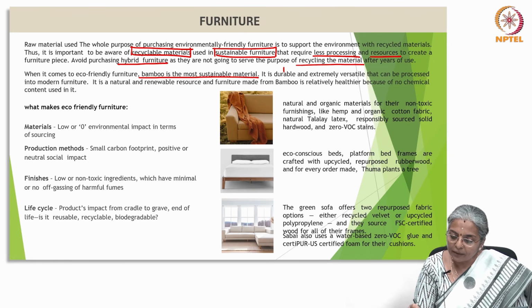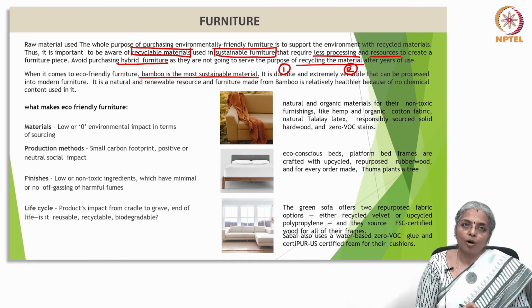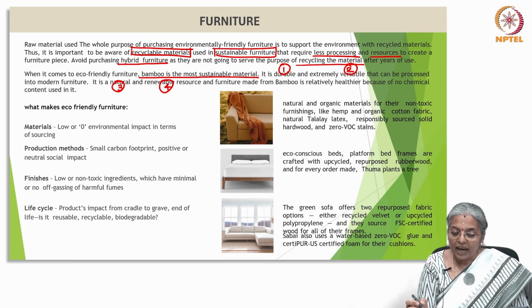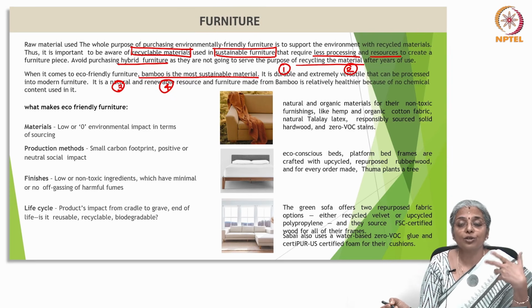It is durable, and extremely versatile so that it can be processed into modern furniture. It is a natural and renewable resource, and furniture made from bamboo is relatively healthier because you really don't have too much chemical content in it.